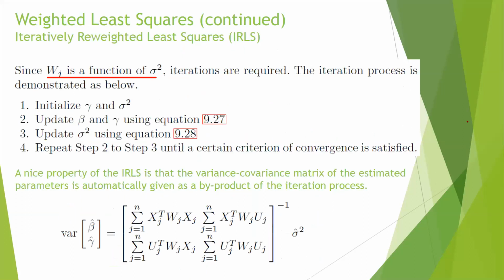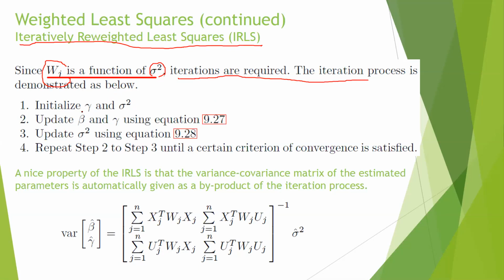But fortunately, we use statistical analysis, so we can use iteration to help us get the solution for both of them. Because the weight Wj and the sigma square, one is a function of the other. Mathematically we cannot get a unique solution, but in statistics, when we use iteration, we can get the solution for them. We have learned this before, right? So we use the iteration.